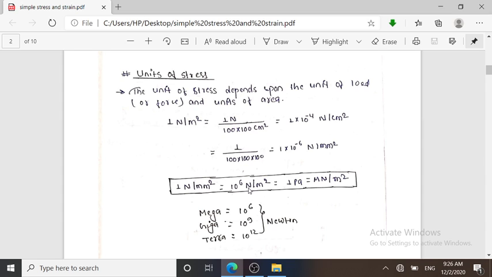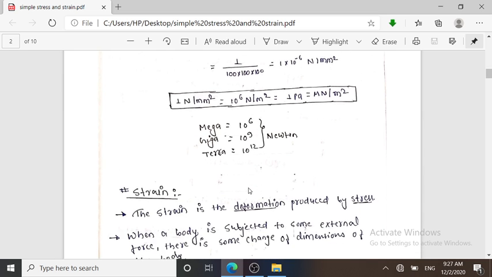Similarly, 1 giga is nothing but 10 to the power 9 newtons. So tera is nothing but 10 to the power 12 newtons. So these are the terms to be remembered while doing the conversions. So hope आप लोग गलती नहीं कीजिएगा ऊपर का टर्म से.